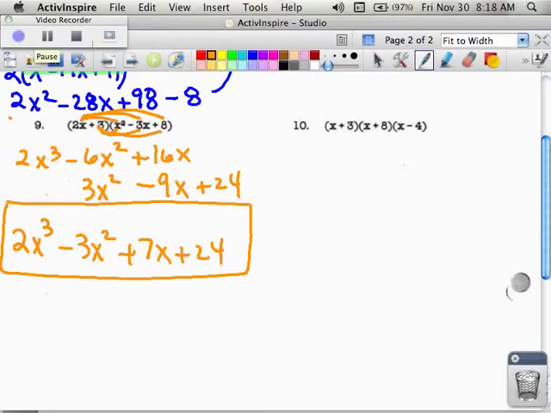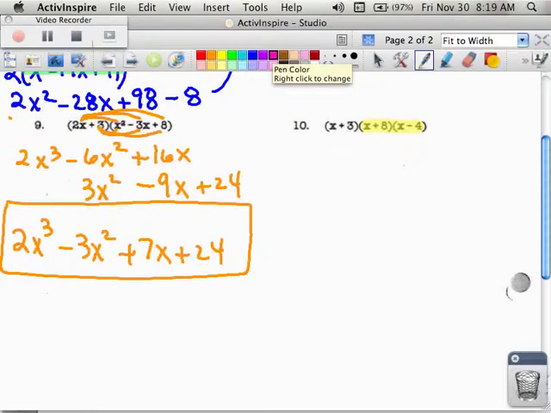In this last one, you'll notice that there are 3 parentheses. So what we're going to do is choose 2 to do first, and then after we do 2, because multiplication is commutative, I can do them in any order I want, then I'll do the last one. I don't really know why, but I usually pick the last 2 to multiply. So as I pick these last 2 to multiply, I'm going to FOIL out those 2 parentheses first.